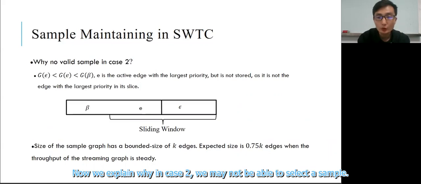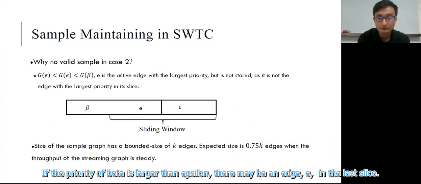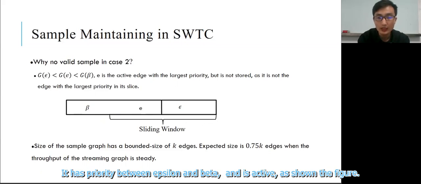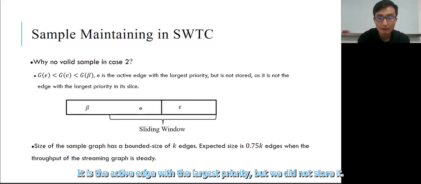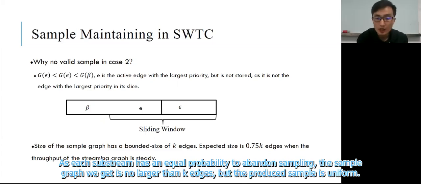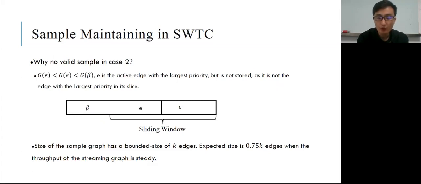Now we explain why in case 2 we may not be able to select a sample. If the priority of beta is larger than epsilon, there may be an edge, E, in the last slice. It has priority between epsilon and beta, and is active, as shown in the figure. It is the active edge with the largest priority, but we did not store it. Therefore, we cannot get a valid sample in this substream. As each substream has an equal probability to abandon sampling, the sample graph we get is no larger than k edges, but the produced sample is uniform.